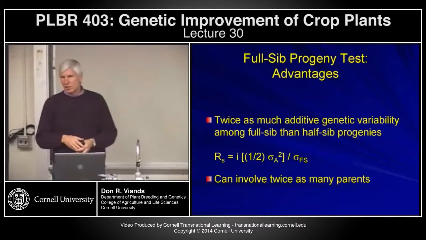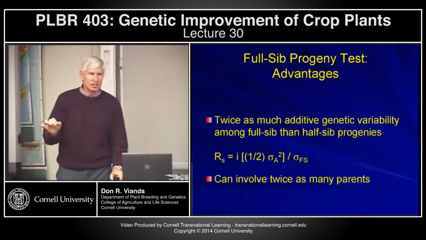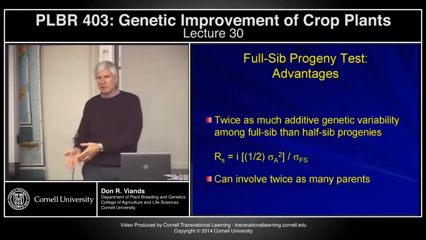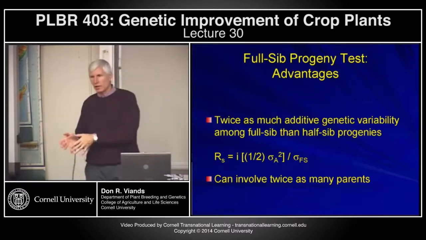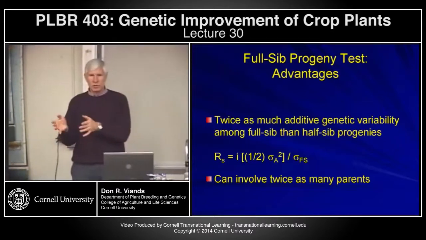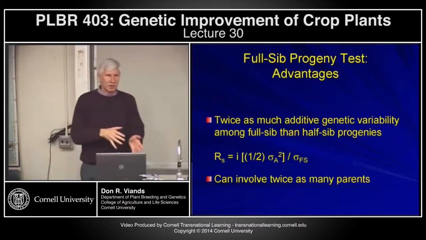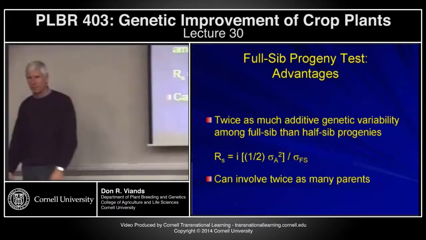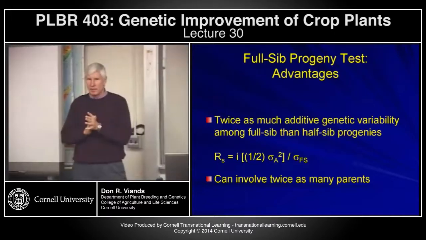Okay, in terms of advantages, theoretically there's twice as much additive genetic variation among the full-sib progenies as there was compared to the half-sib progenies. So with the half-sibs, I said there's 1/4 as much additive genetic variation compared to the parent plants they came from. Well, in the full-sib, there's twice as much compared to that. So the A value is 1/2 instead of 1/4. Okay, so that's a major advantage for the full-sib progeny test.